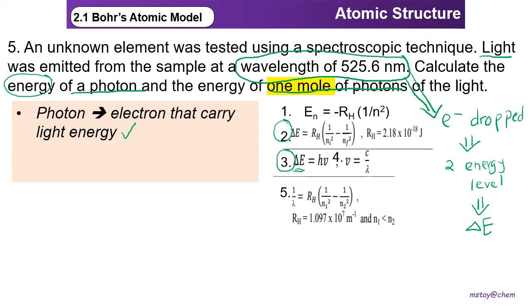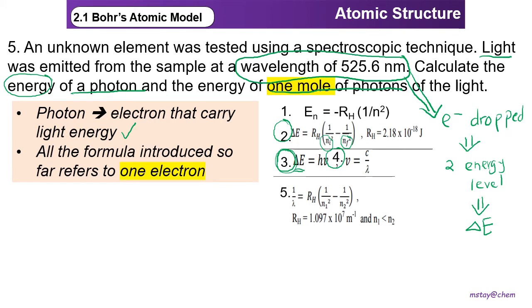Then we look at the second formula. We need to know the energy level. From the question here, there is no information regarding the energy level. So that's why we are going to combine the third formula with the fourth formula here. Before we combine, again, just a reminder, all the formulas from 1 to 5 here actually always refer to one electron only.